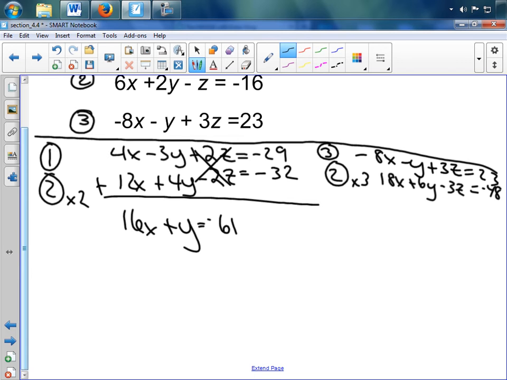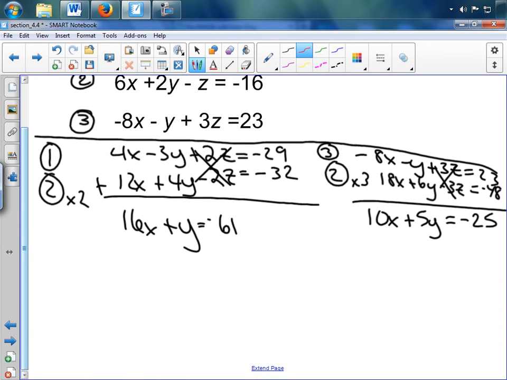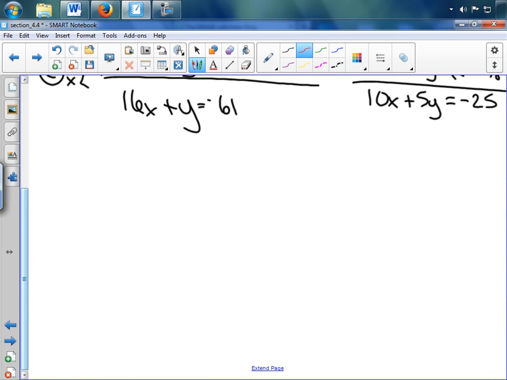Right? Okay? Who did z's? Okay. All right, so now I'm going to add these together, and I'm going to get 10x plus 5y eliminated equals negative 25. So now I'm going to go to red. I'm going to do my two equations, two unknowns. So what I'm going to do first is I'm just going to rewrite them. Negative 61, correct? And 10x plus 5y equals negative 25.